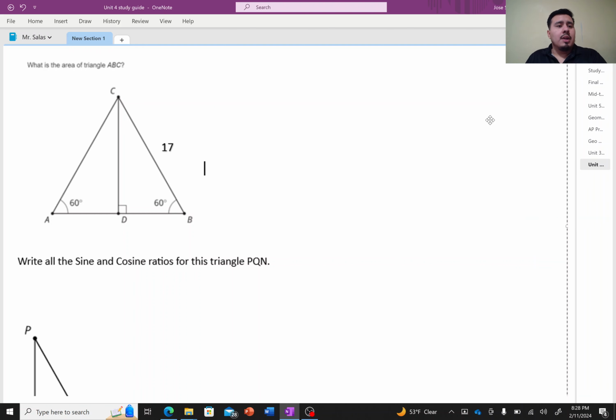Okay, so number 2 asks us, what is the area of triangle ABC? Triangle ABC. If you focus on triangle ABC, that's the giant overall triangle.